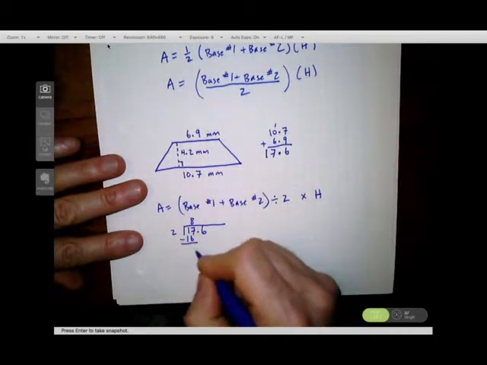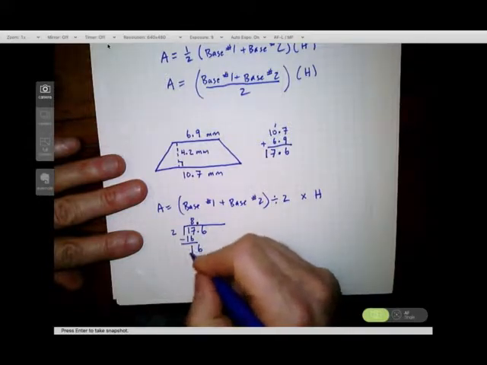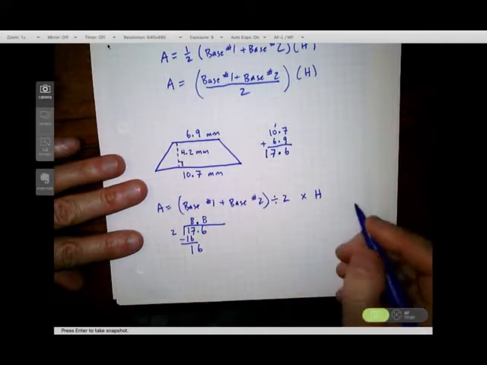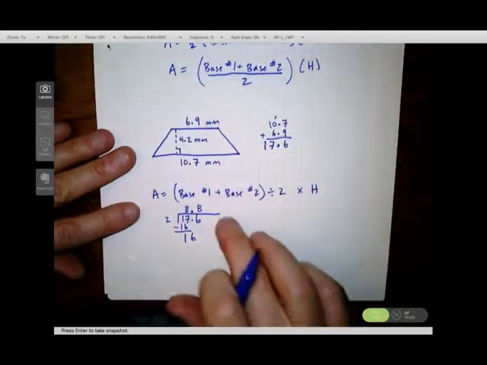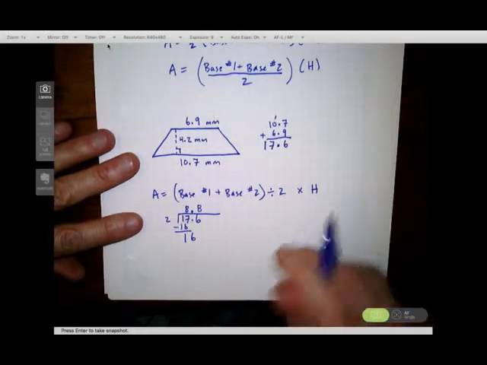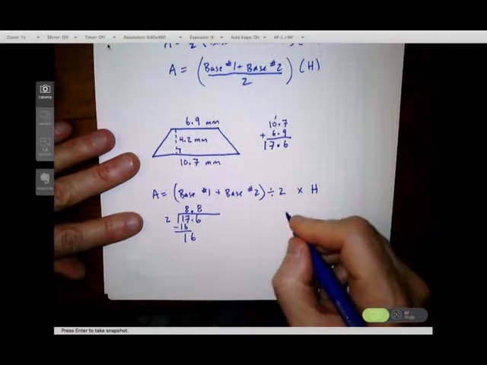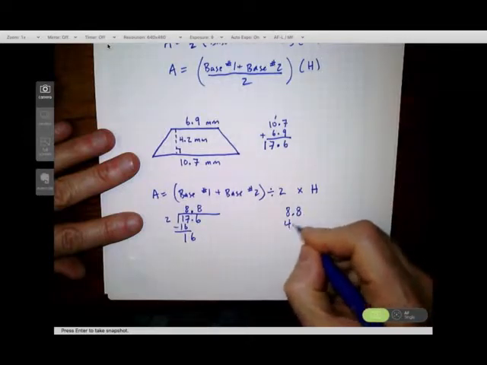16 here, subtract. Bring the decimal up. I got a 1. Drop down the 6. 2 goes into 16 8 times. Okay, so add the bases, which are the parallel sides. Divide that by 2. And then multiply that by the height. Again, we're going to do these without a calculator this time. So 8.8, and the height is 4.2.